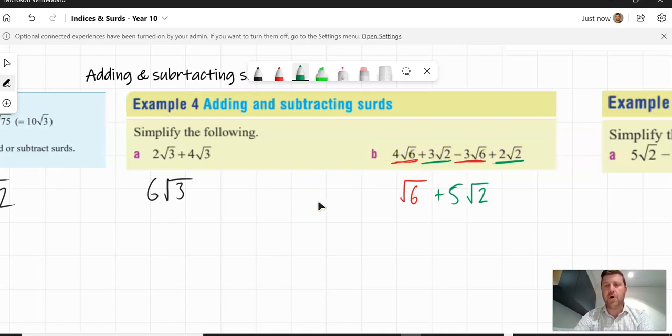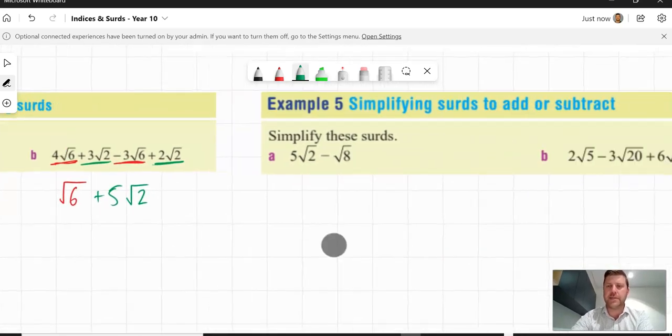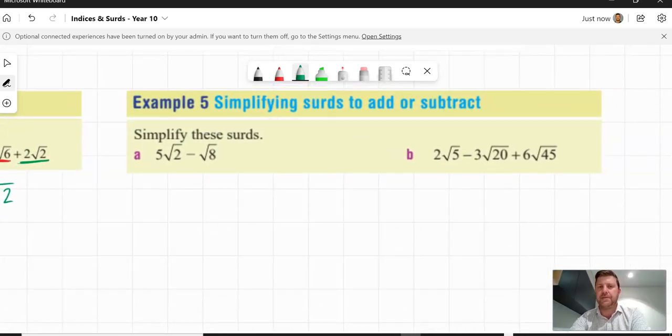Okay, moving on. Like I said earlier, you need to be able to simplify surds before you can add and subtract them. Here I have 2 surds, which at the moment are not like surds. I can't simplify the square root of 2 because there's no square factors of 2, but I can simplify the square root of 8. Once I do that, then I'll be able to subtract them. So 5 root 2 can't be simplified.